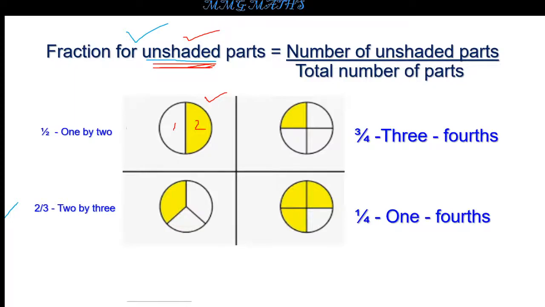आप देख सकते हो कि कितने parts में divide है ये circle, 2 equal parts में, और हमें unshaded part के लिए fraction लिखना है. So this one is the unshaded part, means one unshaded part, so 1 by 2 will be the answer. Okay, now move to this circle.